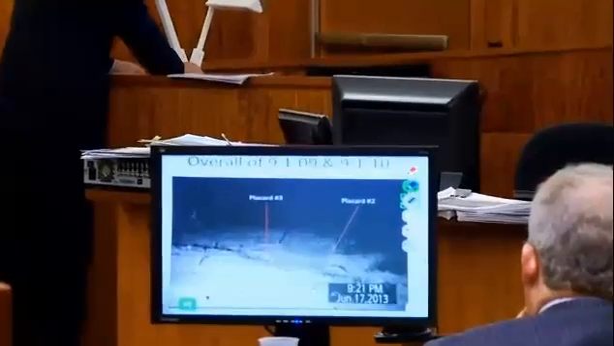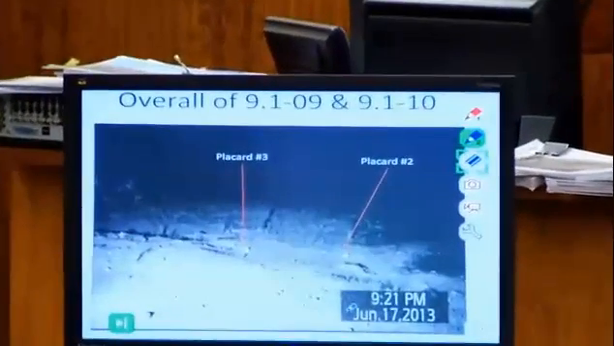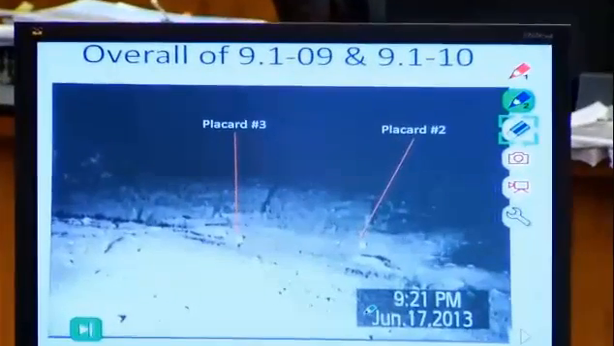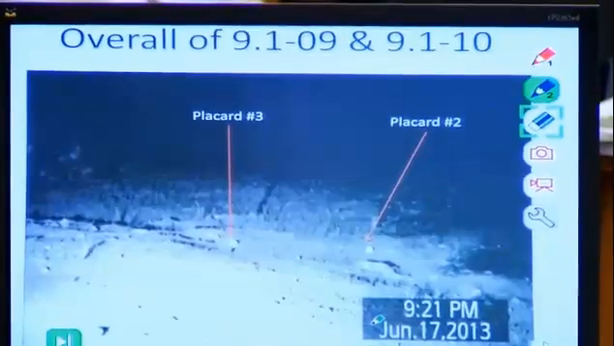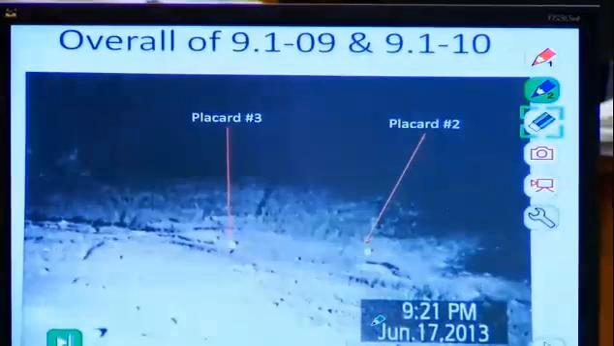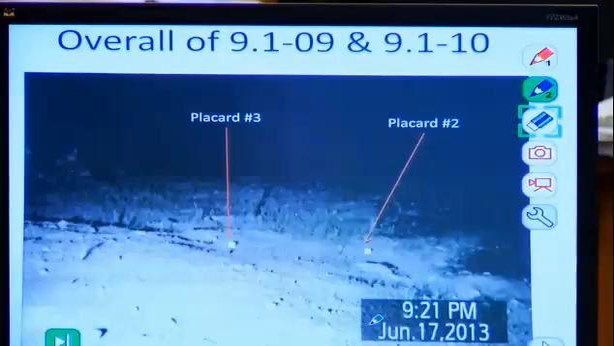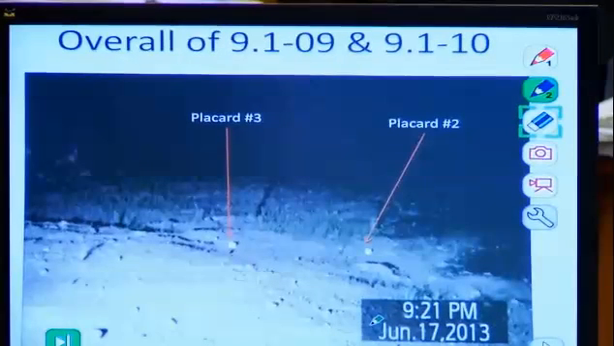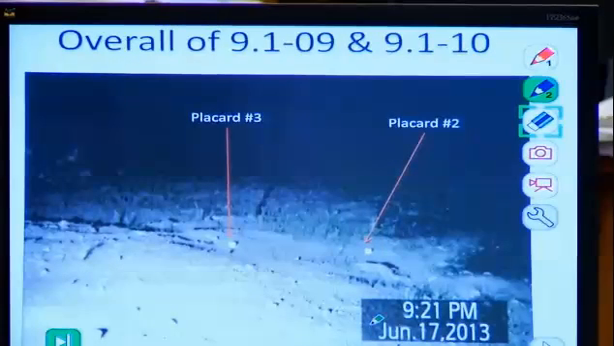Now, there's been an assignment of numbers. Is that accurate? Yes. And what numbers are assigned to which? 9.1-09 is assigned to placard 2. 9.1-10 was assigned to placard 3. And that's a number you assign as part of crime scene services to keep track of certain evidence? Yes.